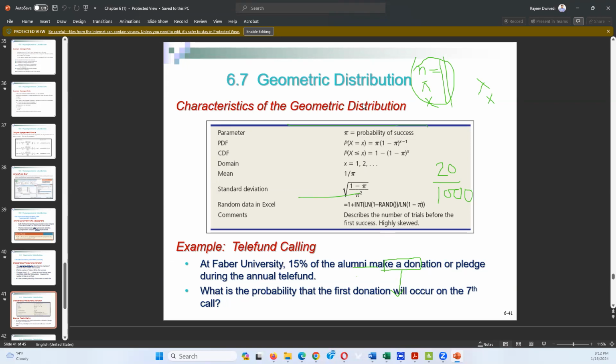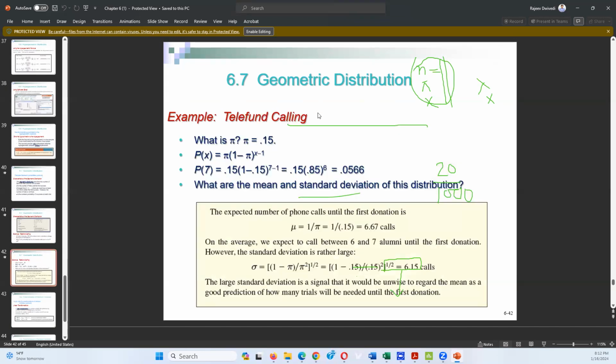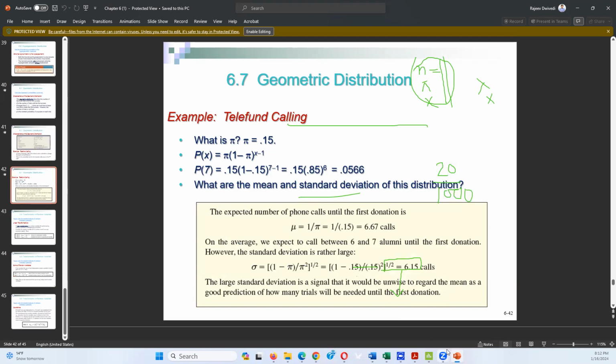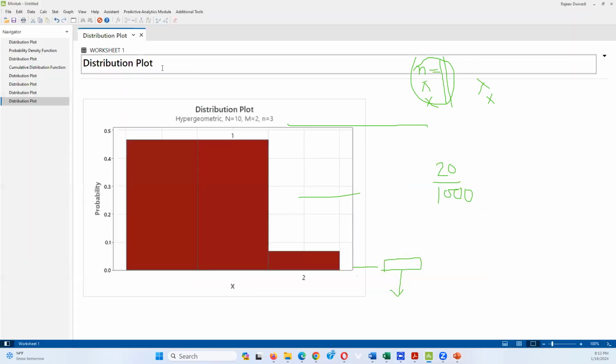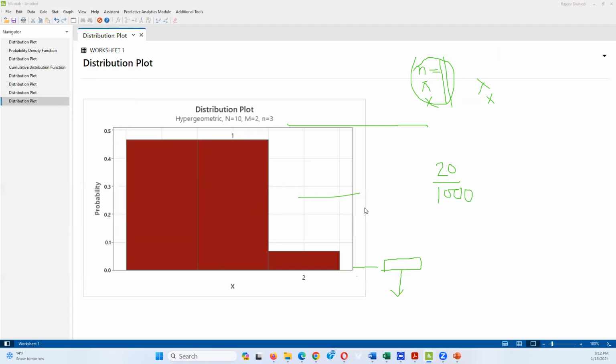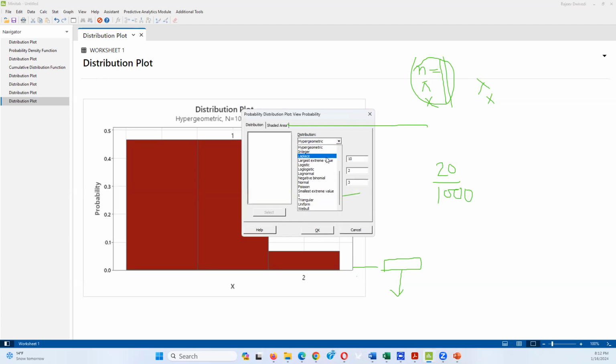So you need to identify the distribution before running it. In this case, you can use the geometric distribution. Here, the 15% is the event probability. We can do this in Minitab: Graph, Probability Distribution, and then geometric, not hypergeometric. Event probability is 15%.